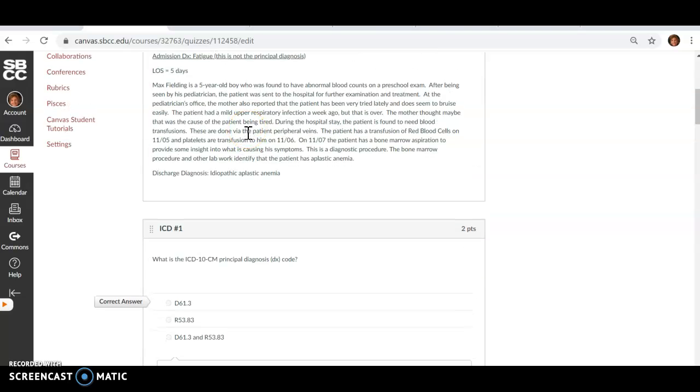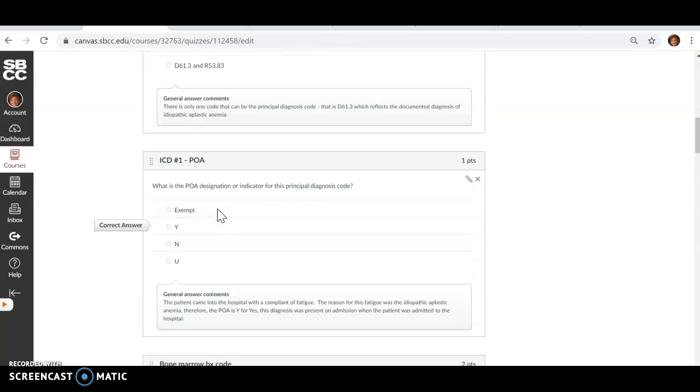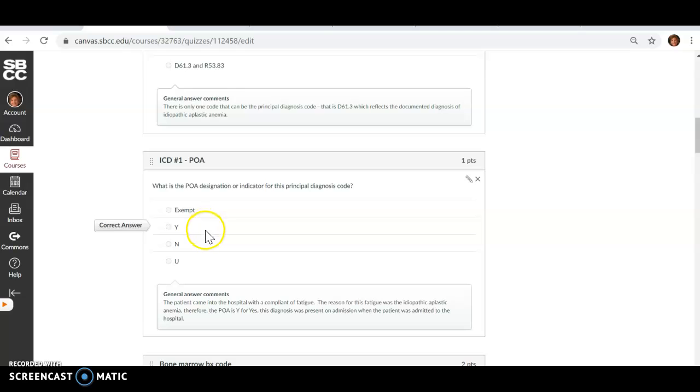Just an FYI, you don't often have an R code as your principal diagnosis. Sometimes you do for an outpatient if there's not enough documentation. But if there is another substantial diagnosis, you're going to go with that. And yes, POA, it was present on admission. So that is a yes.